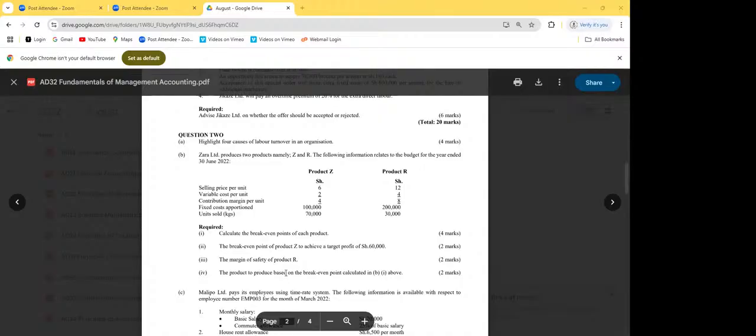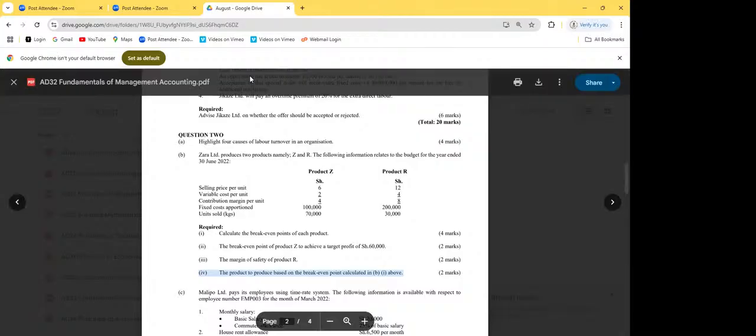So the product to produce based on the break-even point is very simple. How many units are you going to produce if you are using the same resource? The one with the lowest quantity will be the one to be produced, because you produce just a few of them and you have your break-even point. That is what you're going to produce to maximize your profit with the lowest number of resources committed to it.